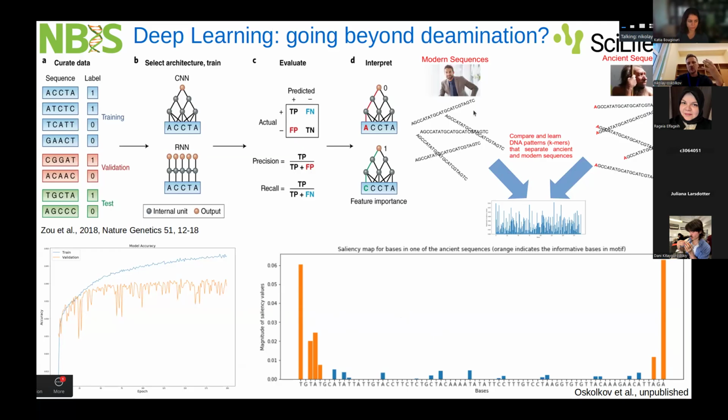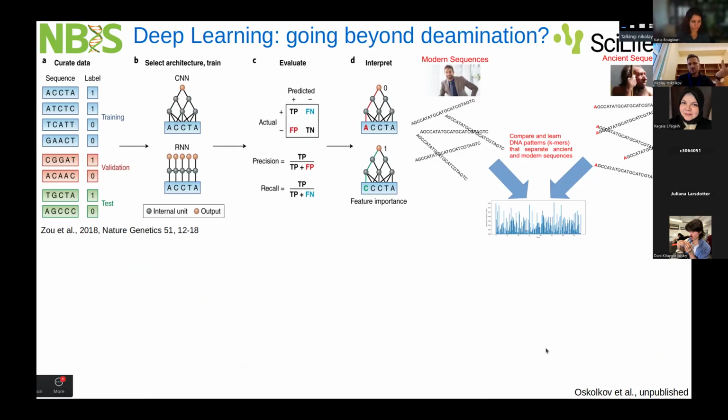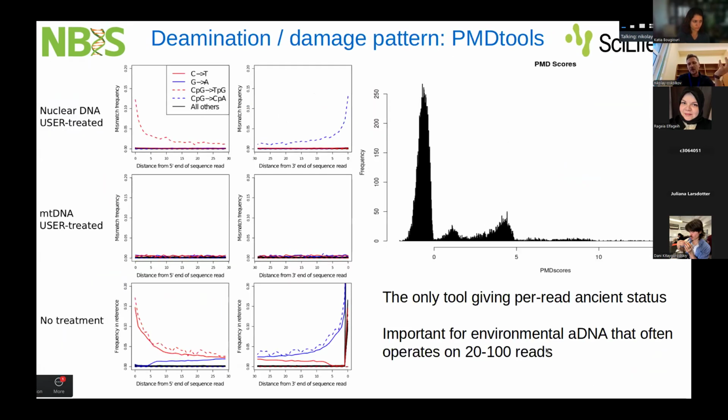So if your neural network can discriminate between modern and ancient sequence, you can check what kind of nucleotides are most predictive for this purpose. And it turns out, in my preliminary experiment, that the ends of the reads were most informative, which makes sense because deamination happens at the ends of the reads. But now, happily, Daniel Rivas is actually looking into this in depth, and hopefully we can wrap it up as a nice tool, which can be complementary to PMD tools.